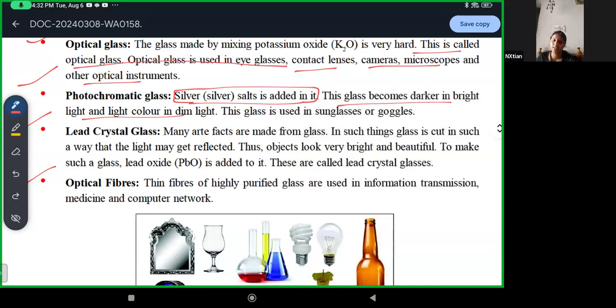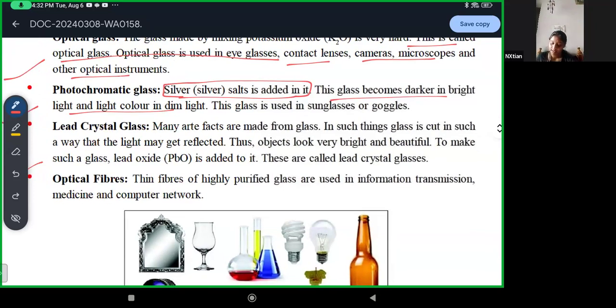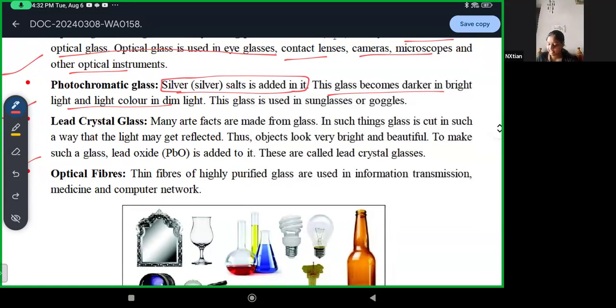Biological processes 1. Okay, then we have lead crystal glass. Many artifacts are made from glass. In such things, glass is cut in such a way that the light may get reflected. Thus, objects look very bright and beautiful. To make such a glass, lead oxide, PbO, is added to it. These are called lead crystal glasses.